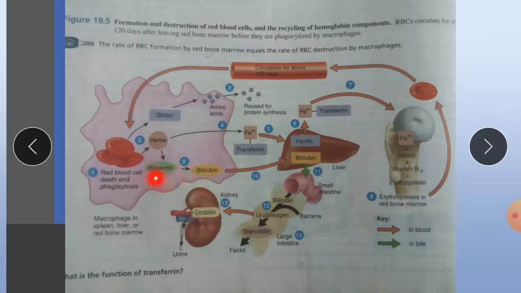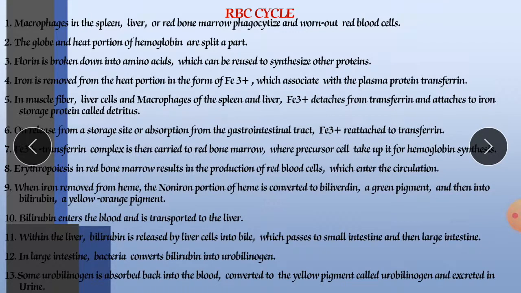It is the green part, called biliverdin, and when it gets converted into the yellow pigment, it is called bilirubin. Here, when the iron is removed from the heme, the non-iron portion of heme is converted into biliverdin, which is green in color, and then into bilirubin, which is a yellow-orange pigment.